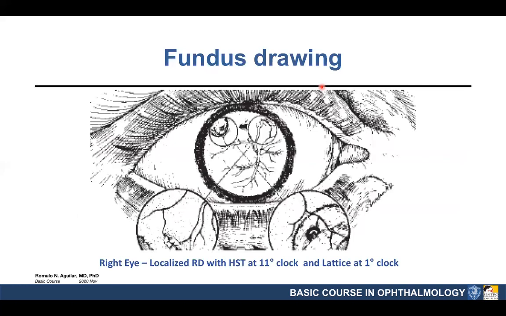So let's just get an example. This is the fundus of the patient. You have a small horseshoe-shaped tear and localized detachment at around 10:30. And the patient also has lattice degeneration at about 1:30. And this is how you will see it in the condensing lens.